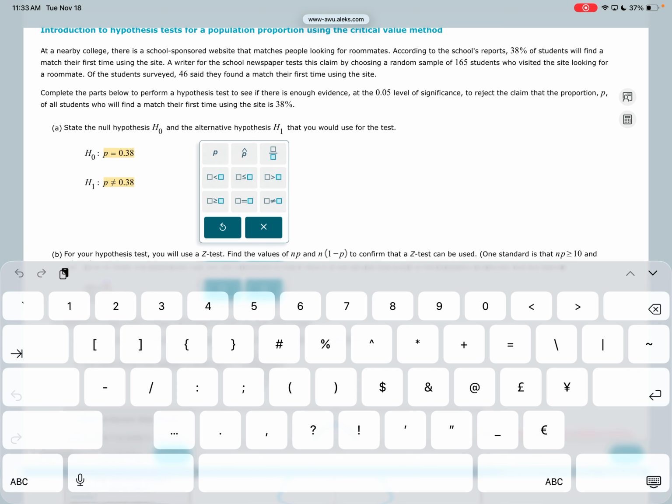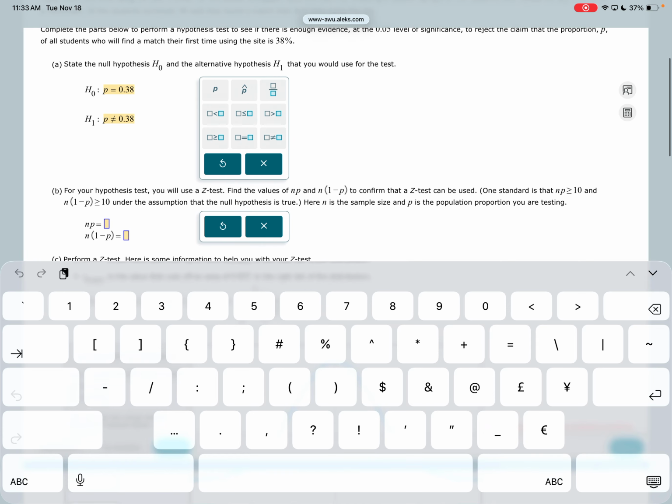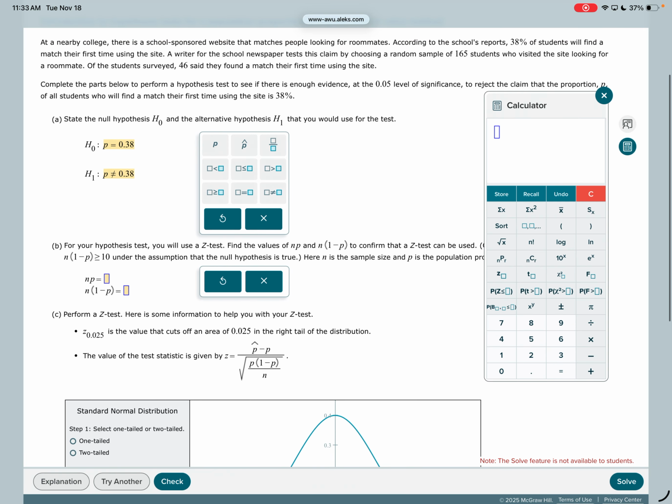1.96. So then use symmetry. You get the negative 1.96. And then it lies in the rejection region. It is rejected. There is evidence to reject the claim. I guess we could put not equal to there.